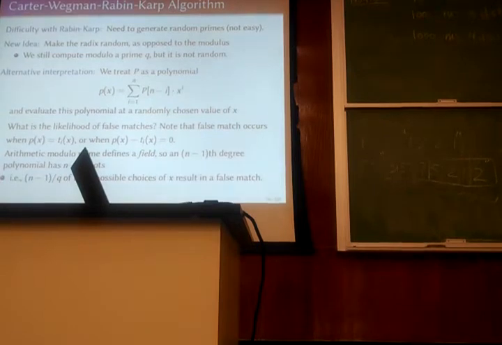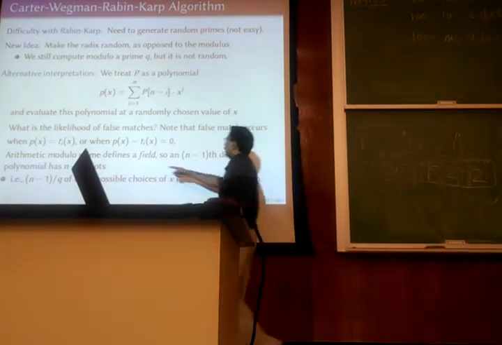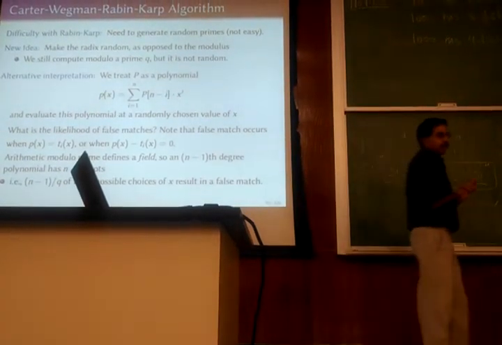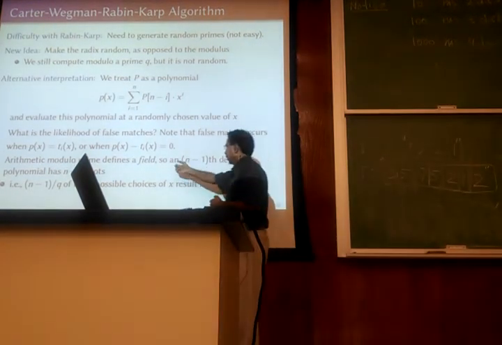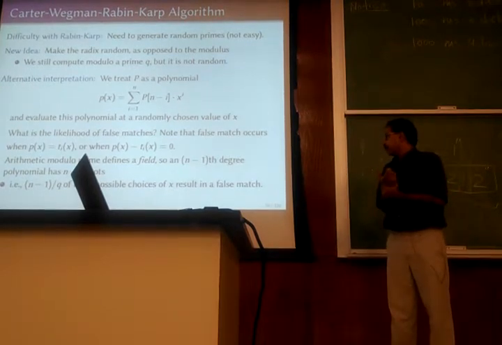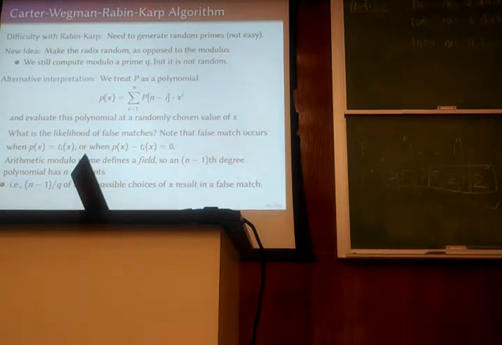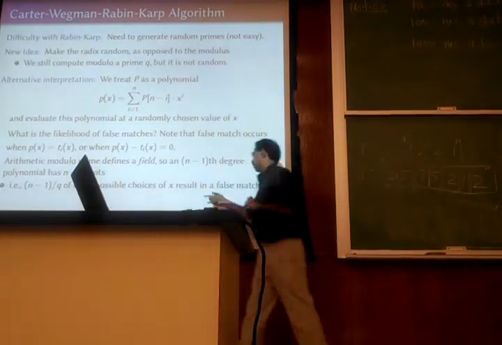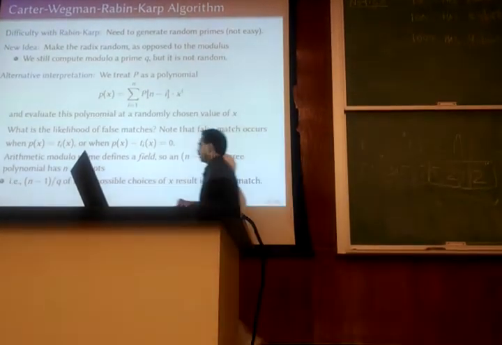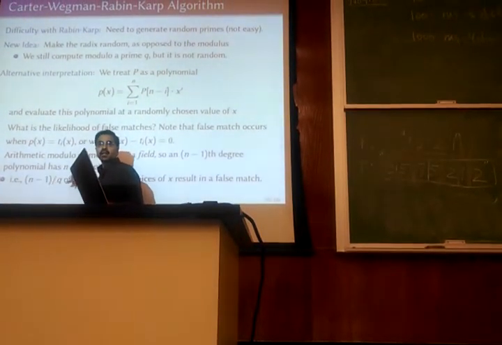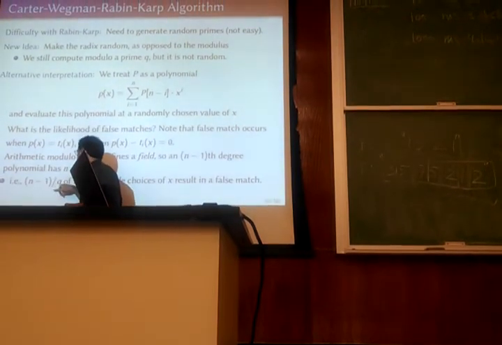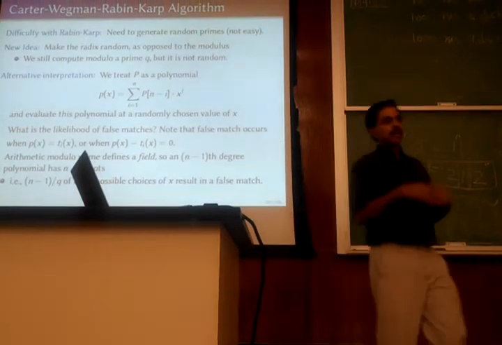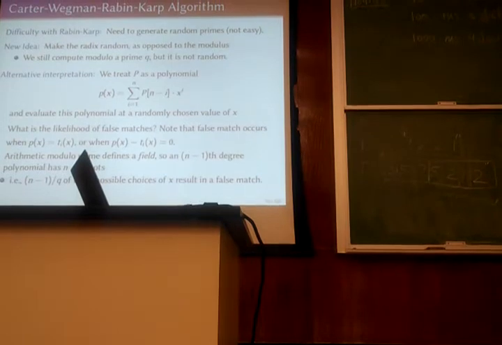Well, we know that if you are working over the field of real numbers, an nth degree polynomial has at most n minus 1 roots, right? So it turns out that if you are working with polynomials not over a real field but a field defined by arithmetic modulo a prime number, the same property holds. So you can have only n minus 1 roots, which means that n minus 1 by q of the q possible choices of x will result in a false match. Okay, so you can see that if q is greater than n square, then this will become less than 1 by n, right? And therefore the probability of false match will be small. You can imagine that you want the probability of false match to be, say, 1 by n or less, and that's where that comes from.